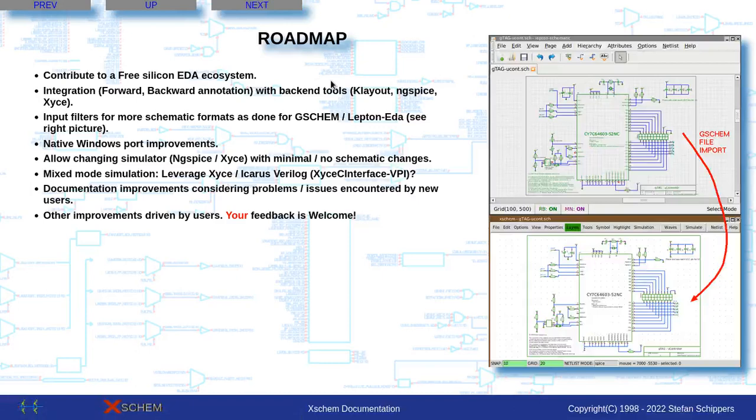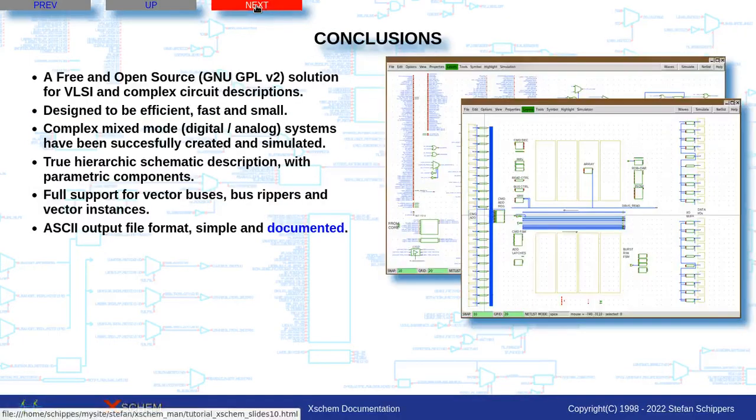So the roadmap: I want to contribute to a free silicon ecosystem. I want to add more input filters, improve the native Windows port, and also I want to better integrate Xschem with different simulators without requiring changes to the schematic, for example the simulator commands, improve the documentation, and most importantly, feedback from users will drive future development of Xschem.